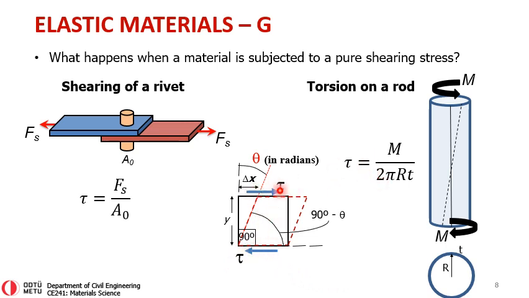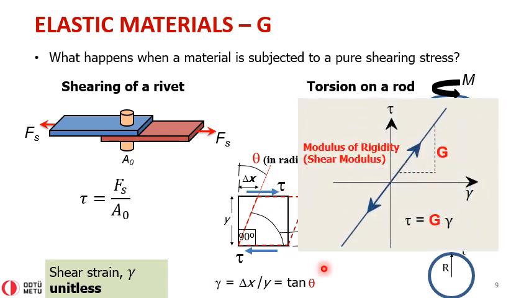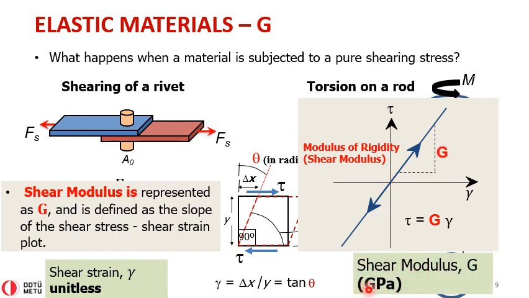whenever we apply these shearing stresses, we can calculate the amount of shearing strain gamma as tangent theta. And remember, shear strain is unitless. What dictates gamma whenever we apply tau is given by the modulus of rigidity, or we call it shear modulus. In other words, the slope of shear stress and shearing strain gives us the modulus of rigidity, or the shear modulus. So it's a characteristic material property. Shear modulus is defined as the slope of the shear stress versus shear strain plot, often represented as G, and its unit is gigapascals.